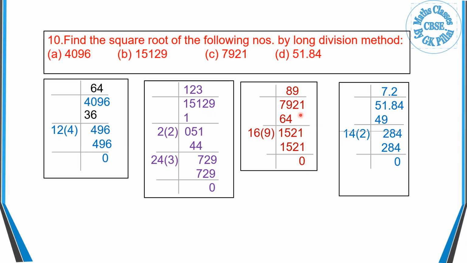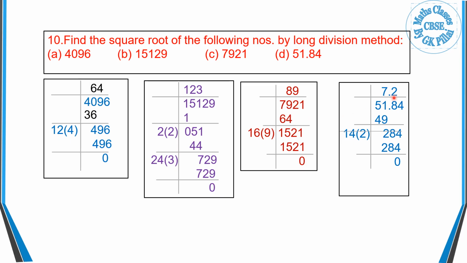Again 7921. 8 eights are 64, I am writing here. Subtract, I am getting 15. Bring this 21 down. It should be in pairs. 8 into 2, 16, I am writing here. I am writing 9 in the bracket. 169. If I multiply by 9, I get 1521 and 0. So 89 is the square root of 7921.